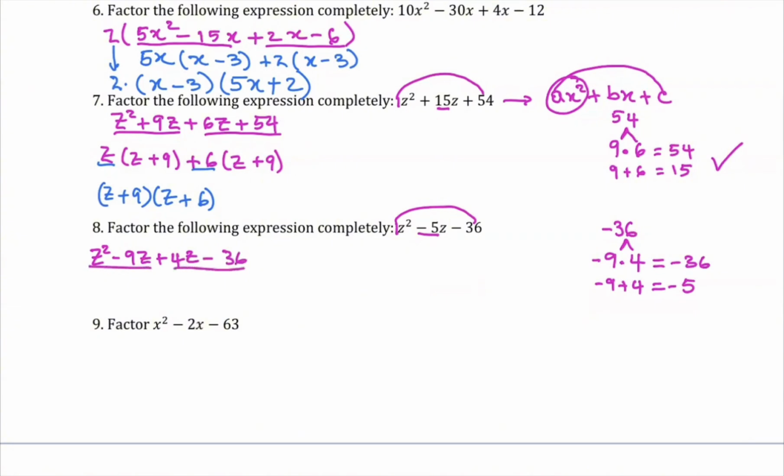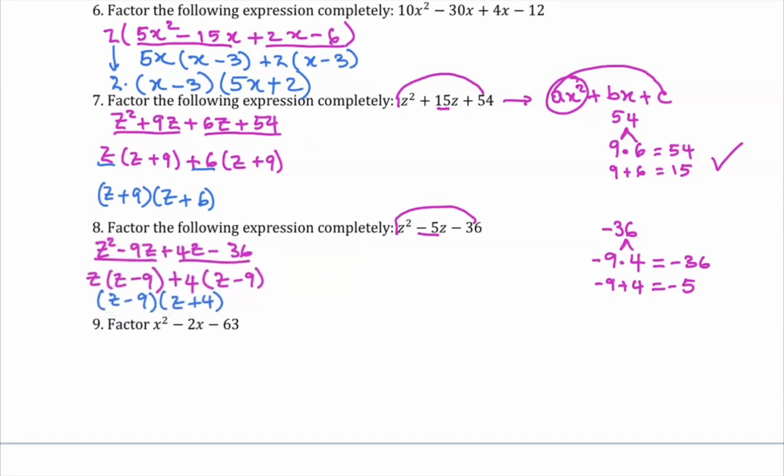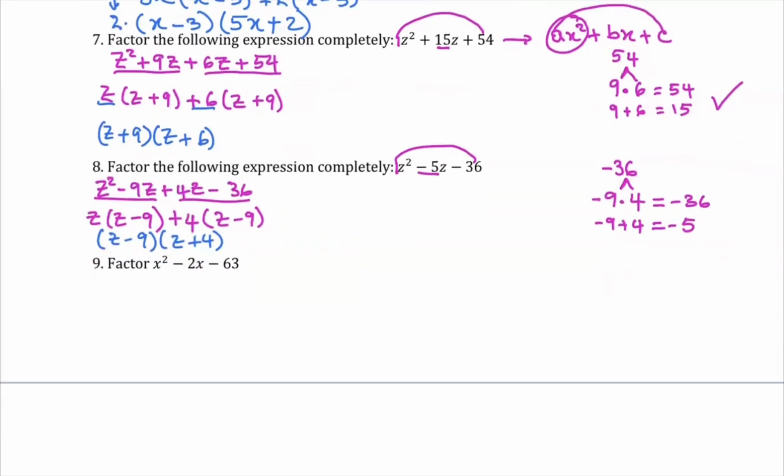First group, second group. GCF of the first group, z. That's z times z minus 9, plus the GCF of the second group, 4, times z minus 9. We can factor out z minus 9. And then the second factor is z plus 4. Okay. Move on to the next one.